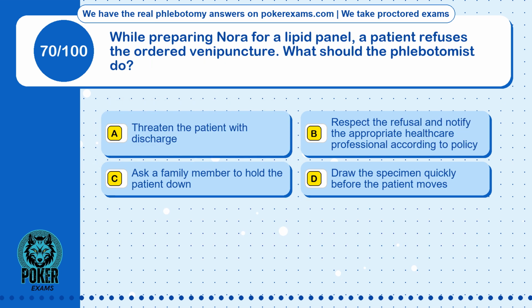Question 70. While preparing NORA for a lipid panel, a patient refuses the ordered venipuncture. What should the phlebotomist do? Option A. Threaten the patient with discharge. Option B. Respect the refusal and notify the appropriate healthcare professional according to policy. Option C. Ask a family member to hold the patient down. Option D. Draw the specimen quickly before the patient moves.